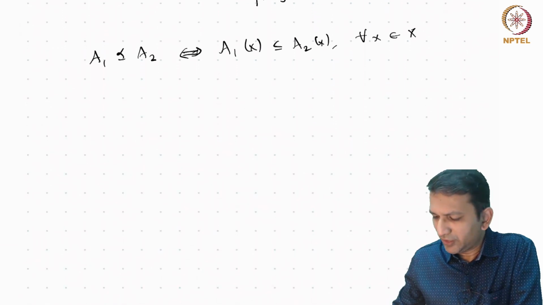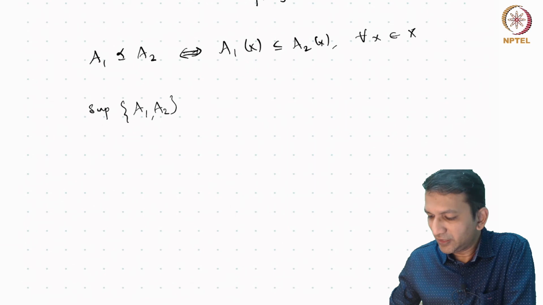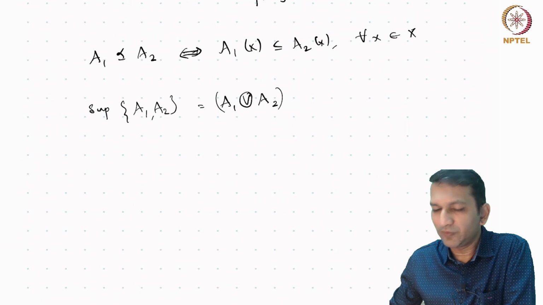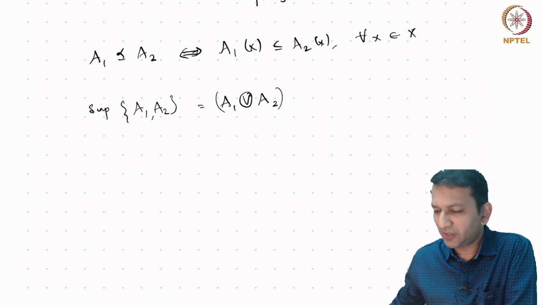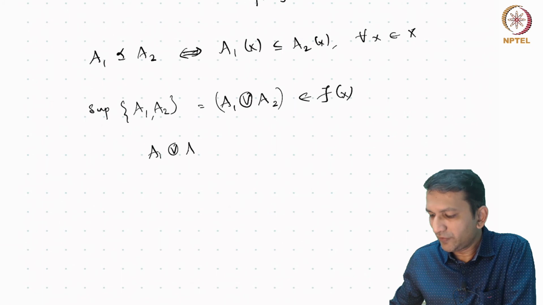Now, we want to find the supremum of a pair of elements. The supremum of a pair of elements means we are looking at A1 join A2. Just for the sake of symbolism, let me put a circle so that we do not immediately confuse it with the max that we are thinking of. This is what we need to find. However, this is also a function. That means this is an element of F(X), which means this has to be defined on every x.